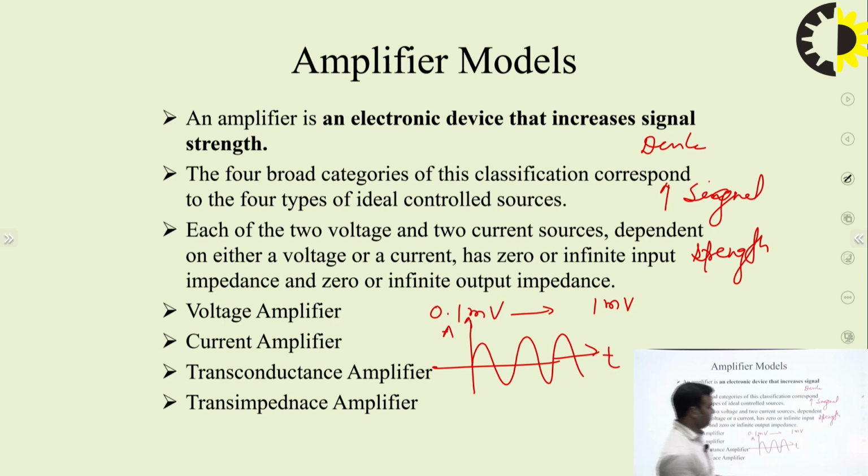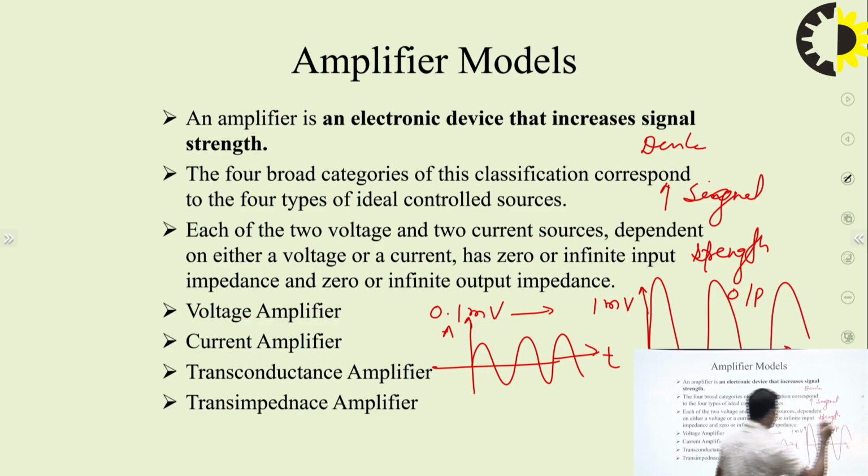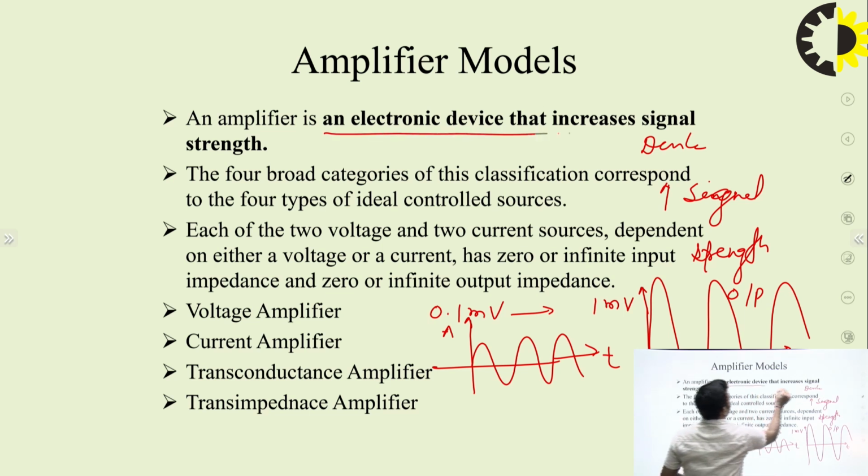If I represent any signal, for example, if this is the input signal and this is the output signal, and it is providing high amplitude while keeping the frequency the same, then this type of device is known as an amplifier device. So simply we can say that an amplifier is an electronic device that increases the signal strength.